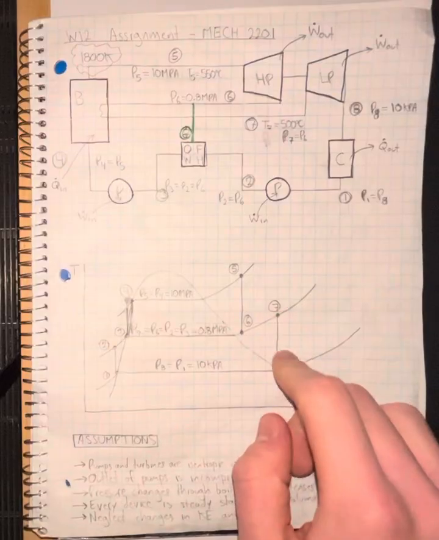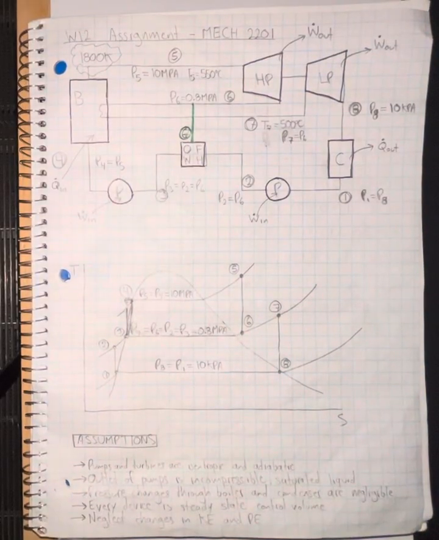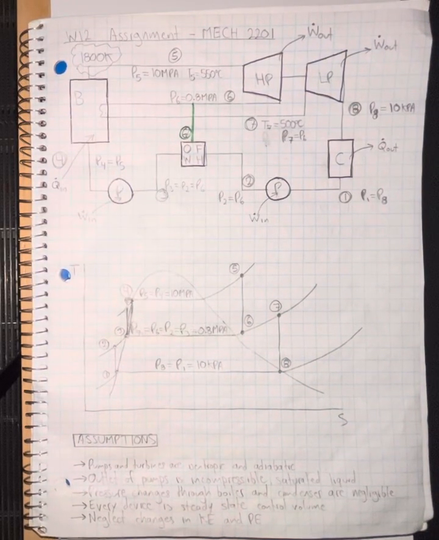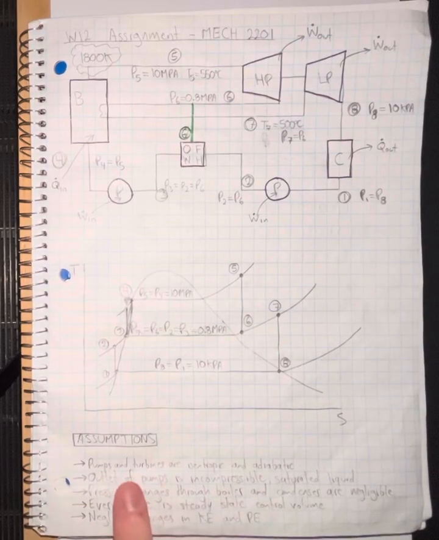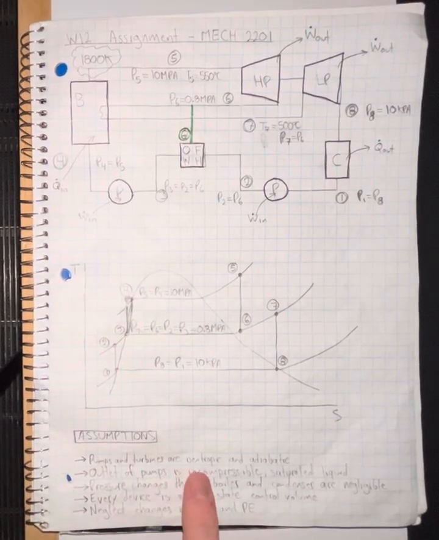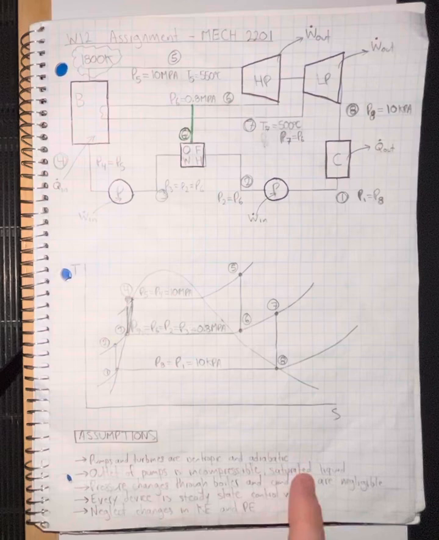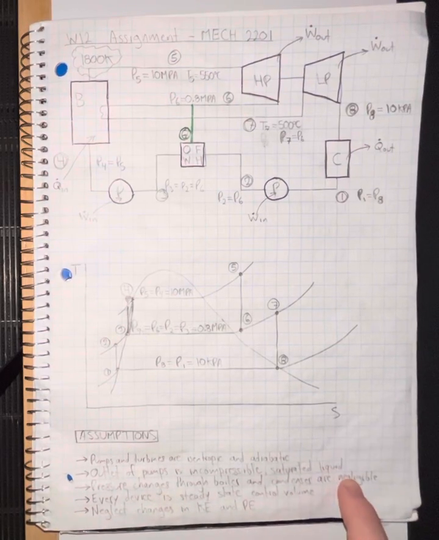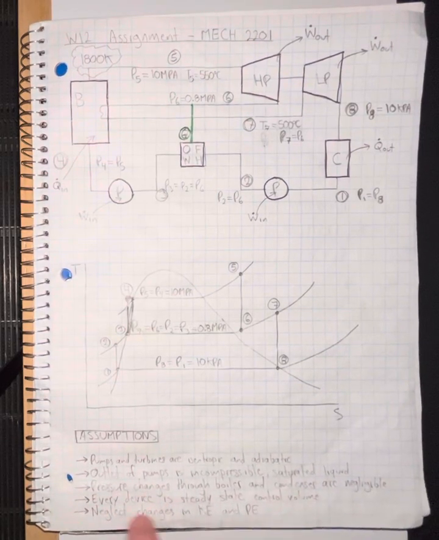These processes are all isentropic because it just says that it's ideal, and it does not say that we have to factor in for the isentropic efficiency. Assumptions: pumps and turbines are isentropic and adiabatic. Outlet of pumps is incompressible saturated liquid. Pressure changes through boiler and condenser are negligible. Every device is steady state control volume. Neglect changes in KE and PE for the process.